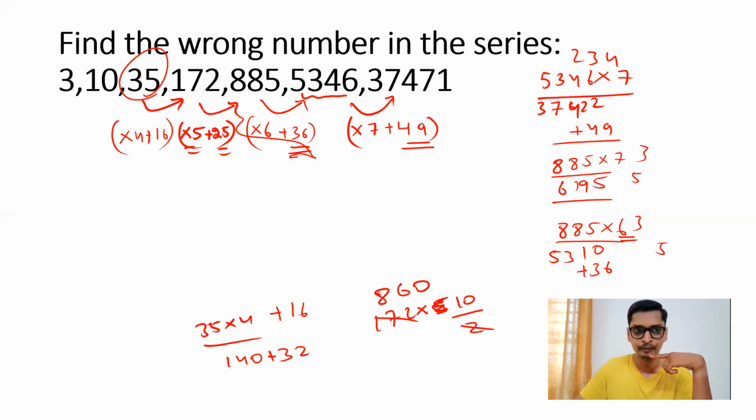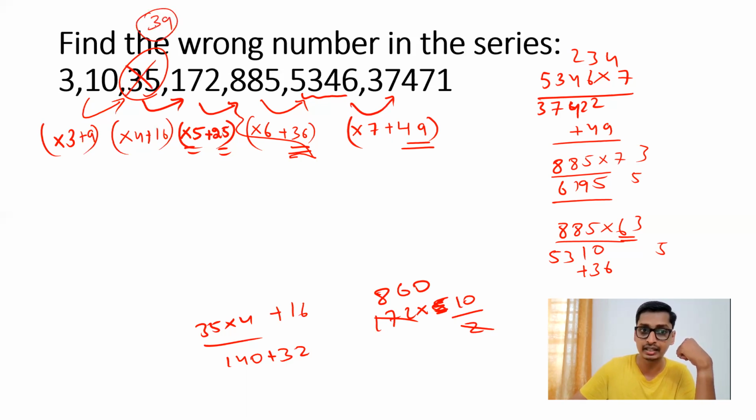That is definitely wrong. So 10 into 3, I get 30. So 3 square is 9. So it must be 39. So instead of 35, if it is 39, I will get the correct answer. So the wrong number in this series is 35. So instead of 35, it has to be 39, right?